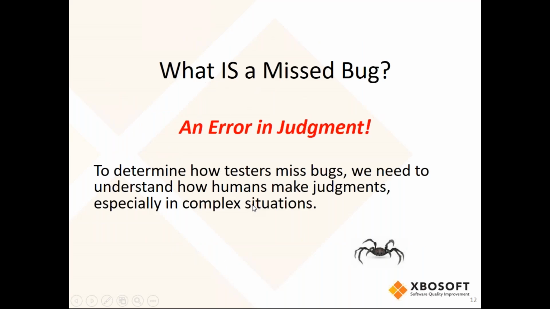So how does that apply to a missed bug? Well, a missed bug then is an error in judgment. So if we want to determine how our testers miss bugs, we need to understand how humans make judgments, particularly in complex situations, since testing, more often than not, is a complex situation.